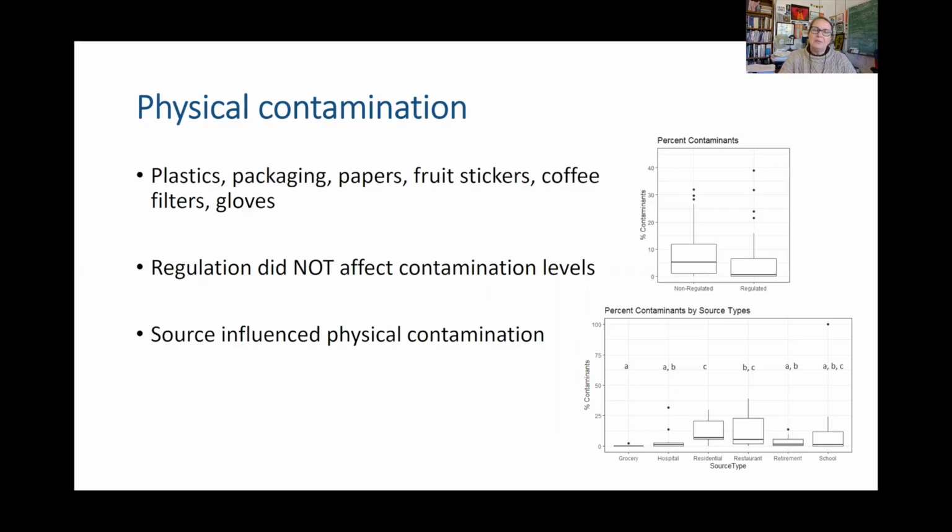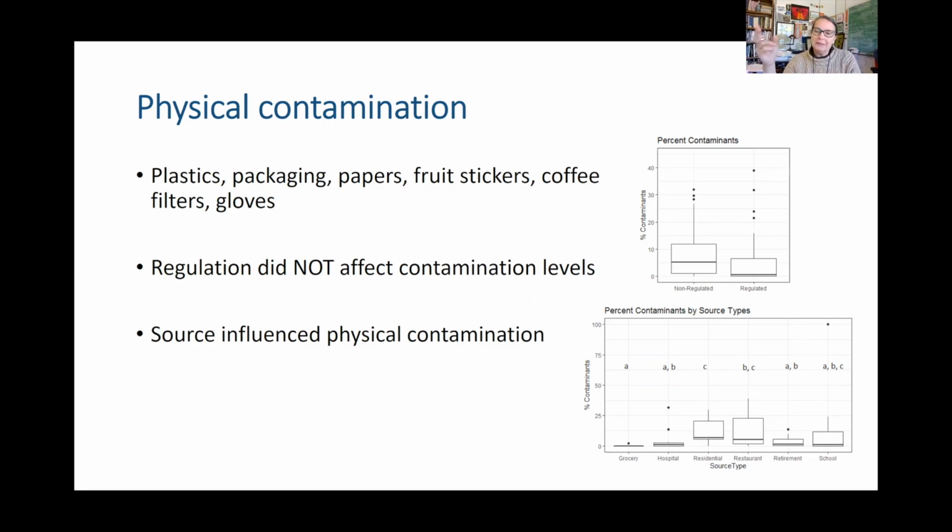And interestingly, the regulatory environment did not affect contamination levels when we just looked at regulated versus unregulated. But when we looked a little bit closer at the influence of the source of the material, we found that there was some variability there. And residential waste had higher levels of physical contaminants in it than grocery stores did.